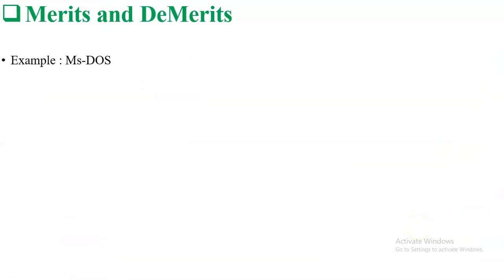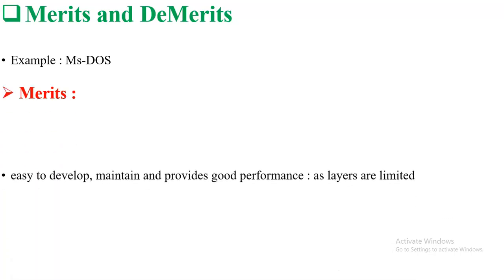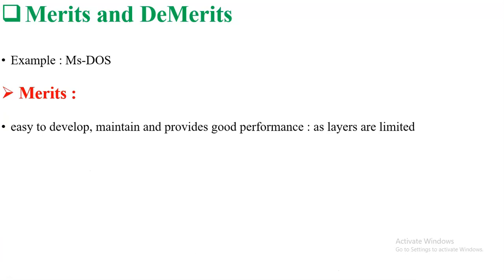Now let us go to the demerits and merits of this system. One of the major examples of this is the MS-DOS operating system. What are the merits? It is easy to develop, maintain, and provides good performance as layers are limited. That is why it is easy to develop, maintain, and obviously it has good performance.